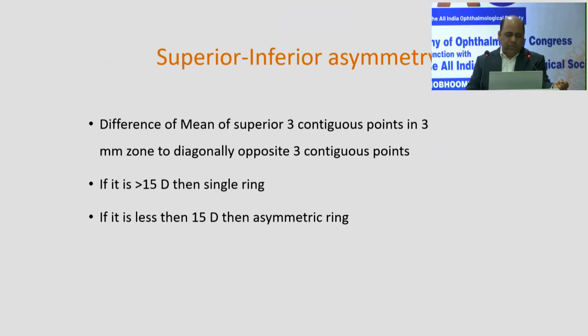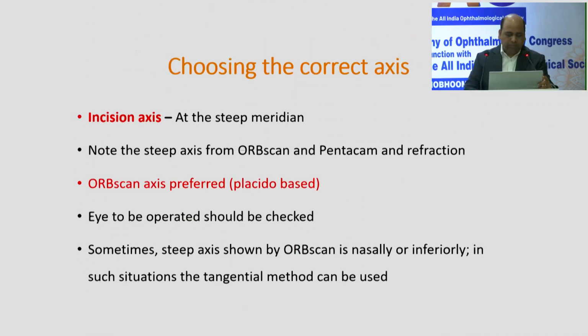Superior inferior asymmetry, so the difference. How to calculate this point? Take the difference between the mean of the superior 3 contiguous points in the 3 millimeter zone and the diagonally opposite 3 millimeter zone. If it is more than 15 diopter, then you should use a single ring. If it is less than 15 diopter, then asymmetric rings work very well.